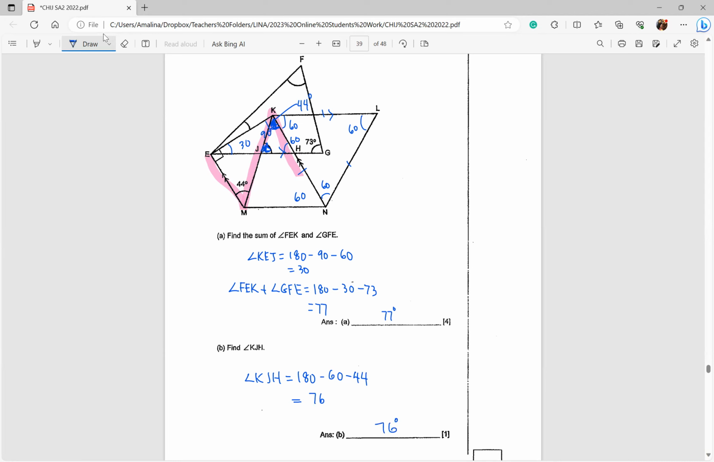Okay, so this question tests you on your angles. The properties of angles related to parallel lines, so your corresponding, interior angles and your alternate angles. Once you see the Z shape and you remember the properties, it's easy for you to solve this question actually.